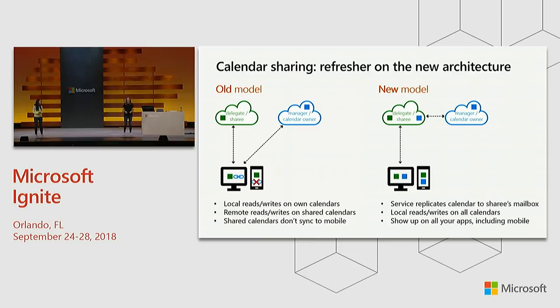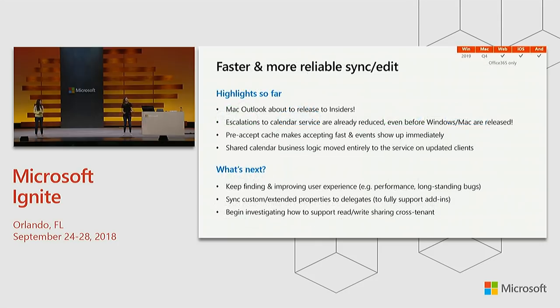You can self-upgrade today to the new model. One thing we wanted to call out is that we're really excited that next month Mac is about to release these changes to insiders. We've already seen major decreases in escalations and support calls coming into the calendar service, and we've only released it on web and mobile so far. So we're super excited when Mac and Windows come up there as well. The other nice thing is that all the clients are now completely server controlled when it comes to how delegated calendars are accessed, read and written to. So all the business logic has moved up to the service.